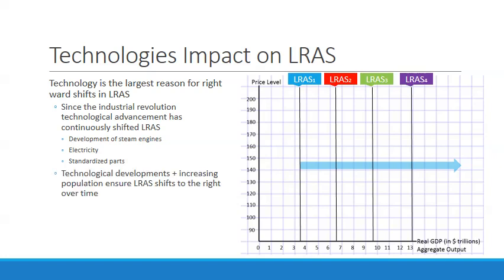Now, technological developments plus increasing population ensure that the long-run aggregate supply shifts to the right over time. So we see those two factors are involved in generating this shift and then creating, of course, this increasing amount of potential GDP that's possible.